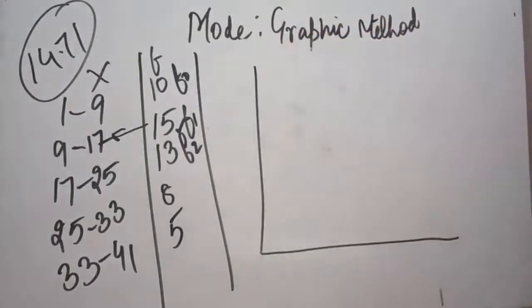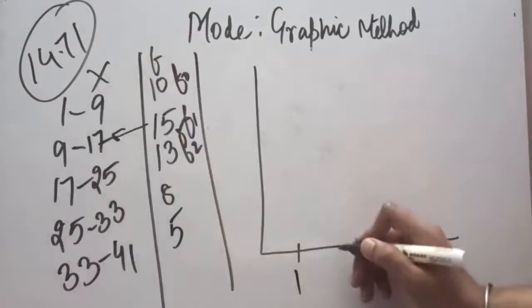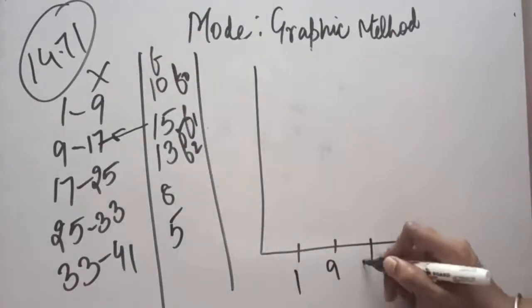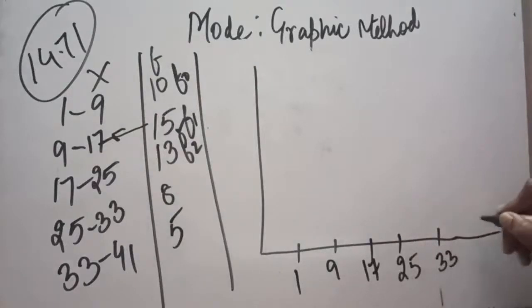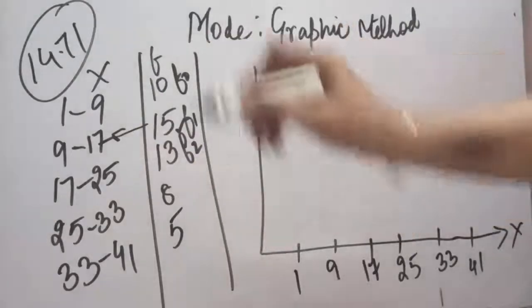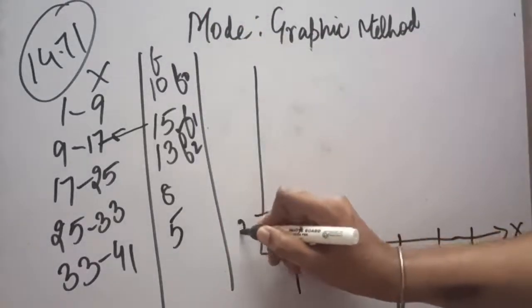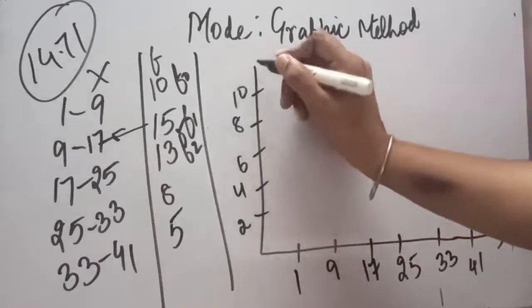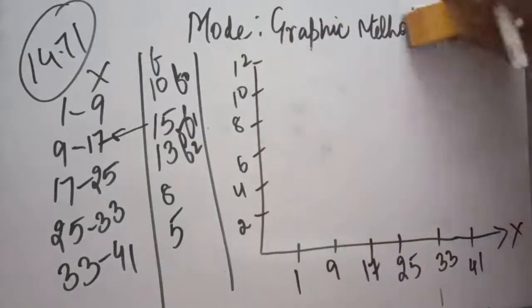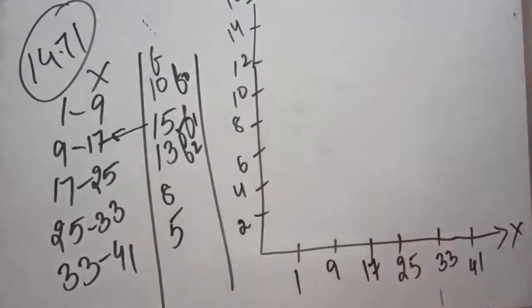Now, how do we prepare the graph? X will be on the x-axis. Here I am taking the class intervals 1, 9. You need not take mid values. Directly put these points, and like this we will put the points on the x-axis till 41. So this is our x-axis. On the y-axis we put the frequency data, and we have to go up to a maximum of 15. So we can mark it like 2, 4, 6, 8, 10, 12, 14 and a maximum of 16.